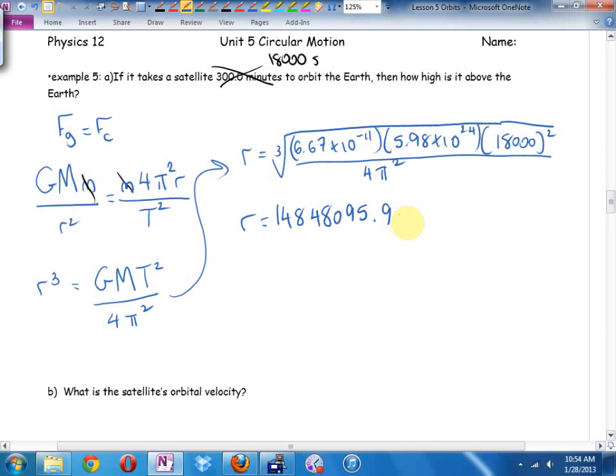And the reason I wrote all of that down is because I'm not done. What this has given me, if there's my satellite and there's the Earth, is that distance there. It's not what the question asked for. What did the question ask for? How high above the Earth? It didn't ask for a radius. The question wants that distance there. That's the height. So how can I calculate the height?